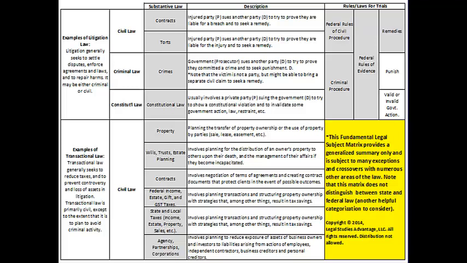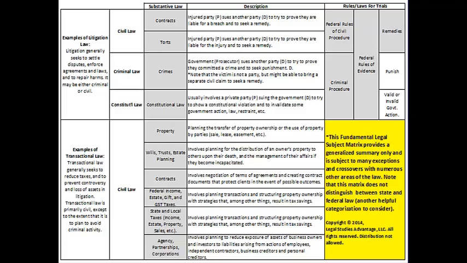Now, the two major practice categories that I referred to a moment ago are litigation and transactional law. Litigation generally seeks to settle disputes, to enforce agreements and laws, and to repair harms. It may either be criminal in its nature or civil in its nature. So on the top left corner, we just read that box, elements of litigation law. Next to that, to the right, are three general categorizations of classes that you will likely see in law school. First, civil law. Examples of civil law categories would be things like contract law and tort law.